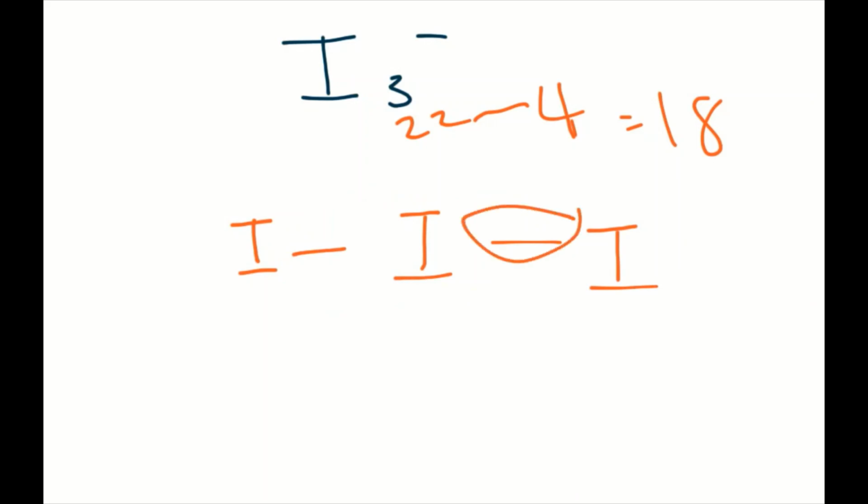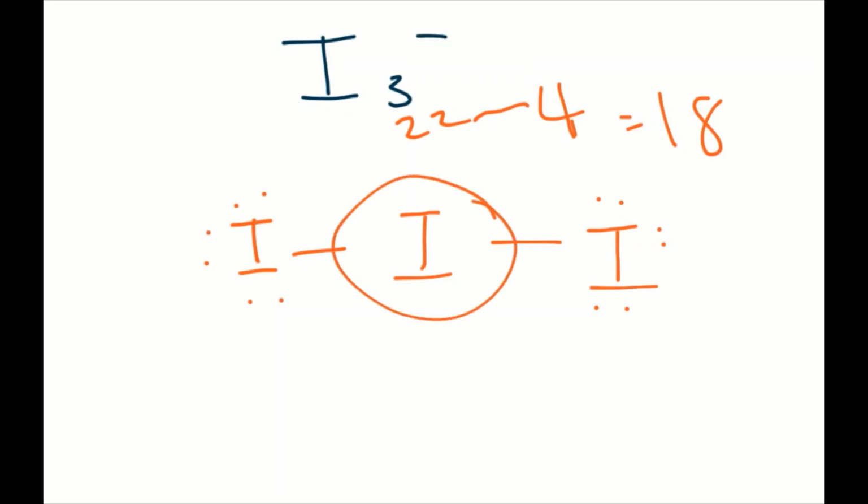So let's just keep it at 1. If it has 1 bond, then the iodine needs 6 electrons that are non-bonding to have an octet, and same goes for this one. And for this one, well, how many electrons do we have left? We used up, I think, 12, so we have 6 left. So I think the remaining 6 should go on the iodine in the middle.